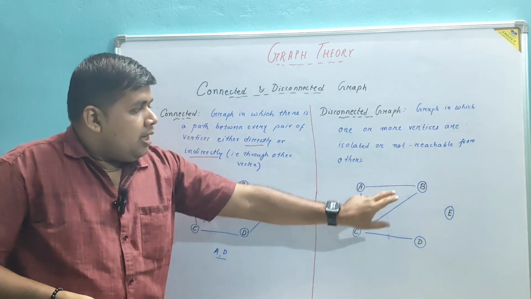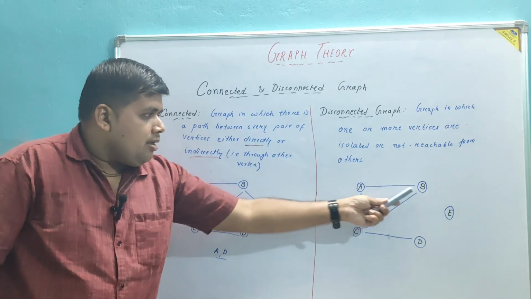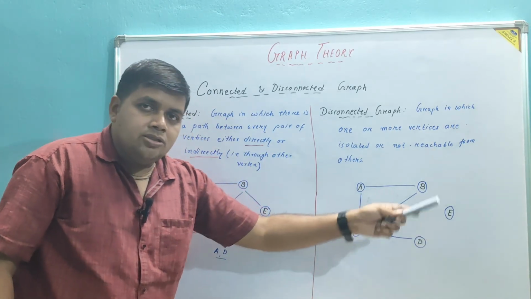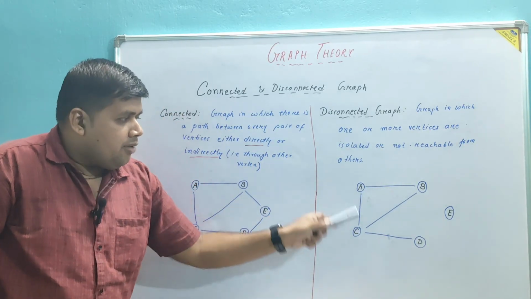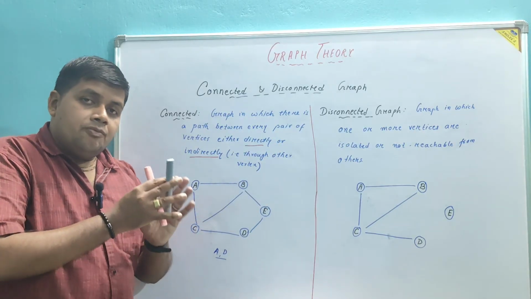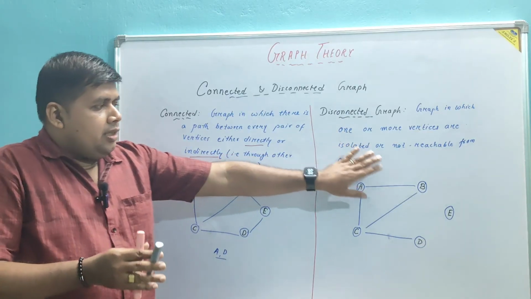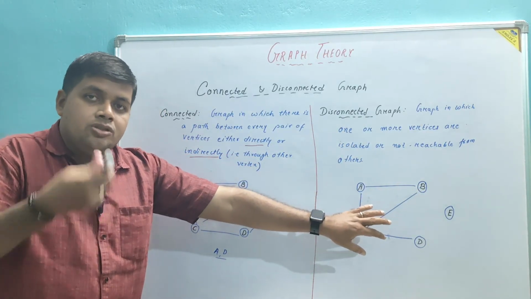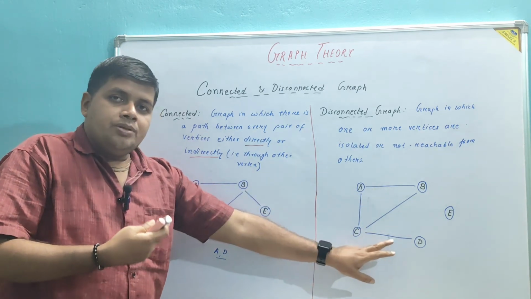For example, let's take this as an example. Here we observe that there are 5 locations A, B, C, D and E. However, the location E is not connected with the other vertices. So it is called disconnected. It is not that all the vertices will be disconnected, but there should be one or more vertices which are not reachable or not connected to the others.